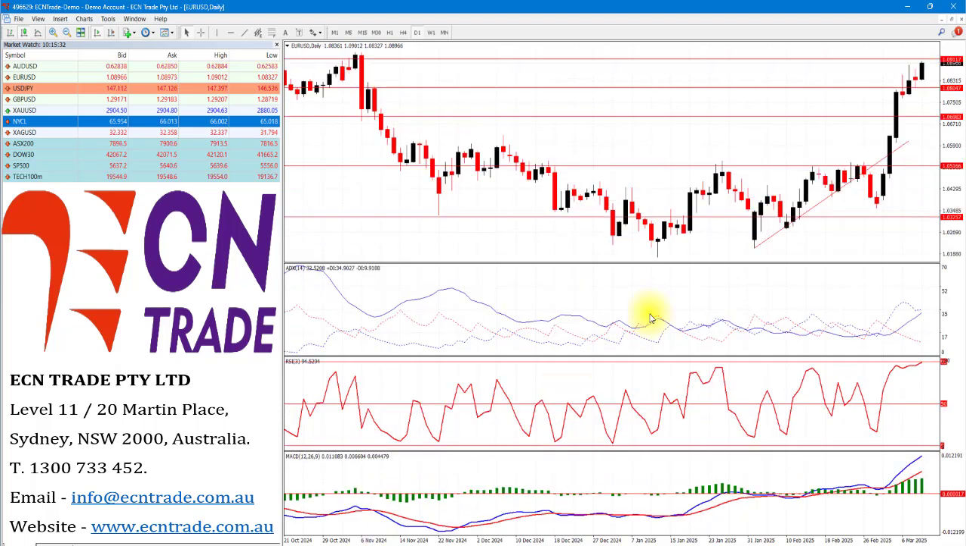Turning to the euro dollar, it extends its gains above 1.08, refreshing a 4-month high, which is now around 1.09, while the US dollar index dips to 103.60, its lowest in 4 months.